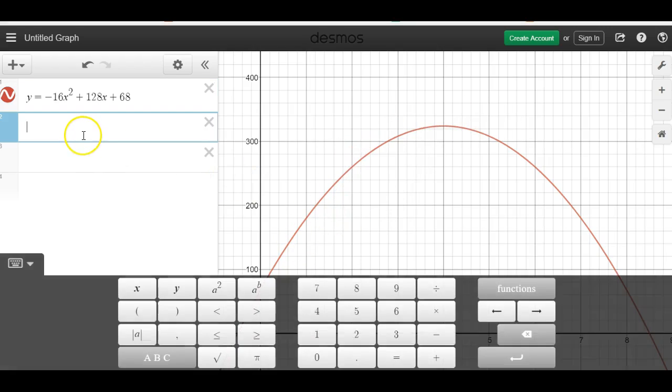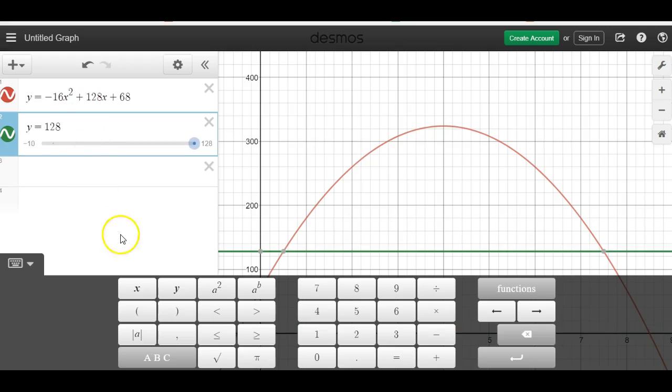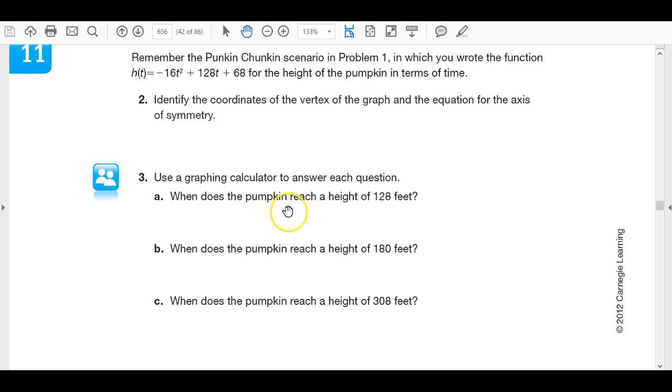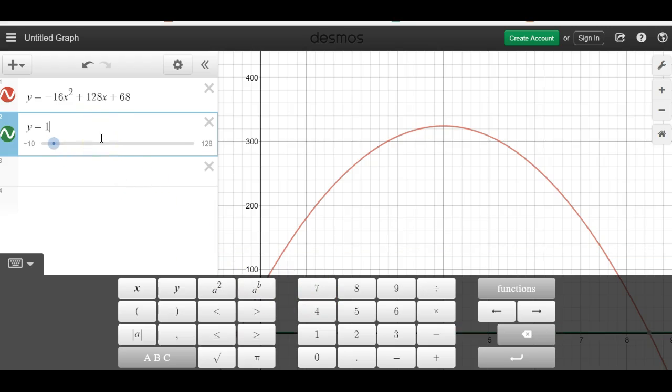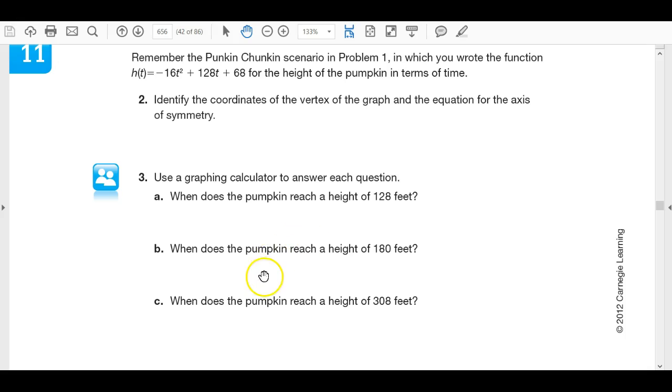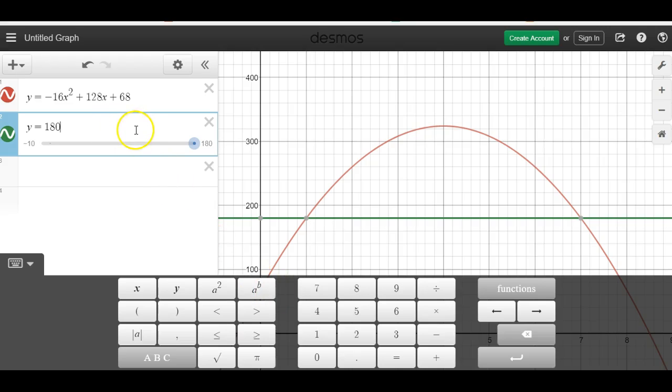I got another way. What if I just graph y equals 128, and now I can see the point where they intersect, right? If I have two functions or two equations, I can find the intersection point. That tells me that it reaches 128 when x equals 0.5. You see that 0.5? That'd be 0.5 seconds, right? And when does it reach 180? Well, that's easy enough to do. I graph y equals 180, and now what do I have? At 1 second. So 1 second. What about 308? Well, no problem.